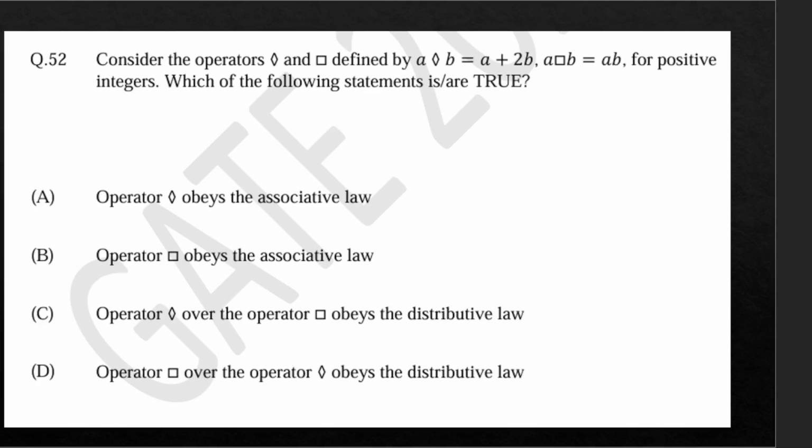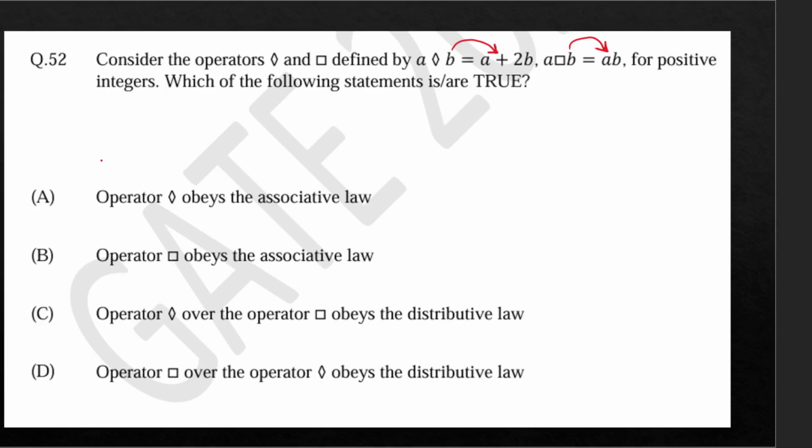The first operation they have given is like this, and the other operation is like this. So two operations are given. Through symbols they are trying to note that if the diamond shape is there, then a plus 2 times b will be there. But if a square shape is there, then it will be multiplication. That is what you have to remember.